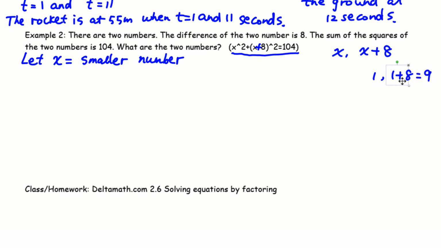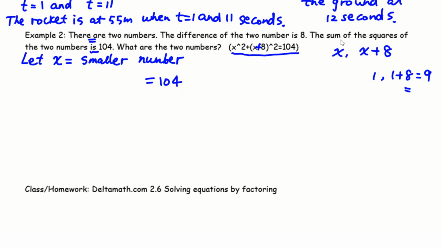So the difference is, one number x, the other number will be plus 8 or minus 8. So we let the smaller number be x, and the other number will be plus 8. Then we are going to write the equation, set up the equation. So if you have the verb is, then it means it's an equal sign.